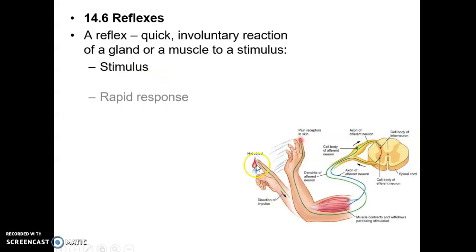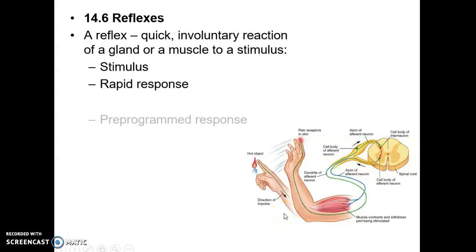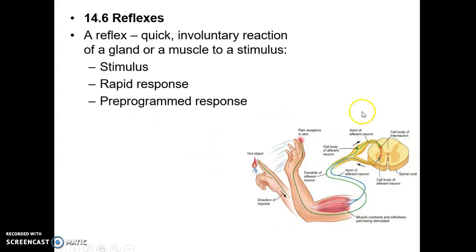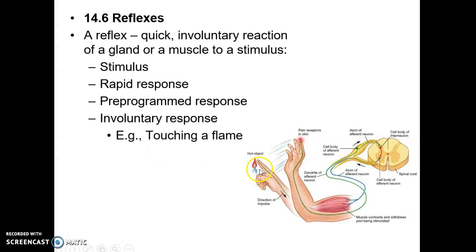So the stimulus, pain, stepping on a tack as an example, and then a really rapid response. This goes into the spinal cord and right out of the spinal cord. It's a pre-programmed response, so it's a survival mechanism, an involuntary response. Before you even know what's going on, you're pulling your hand away. Like touching a hot flame, you remove your hand before you get full awareness.